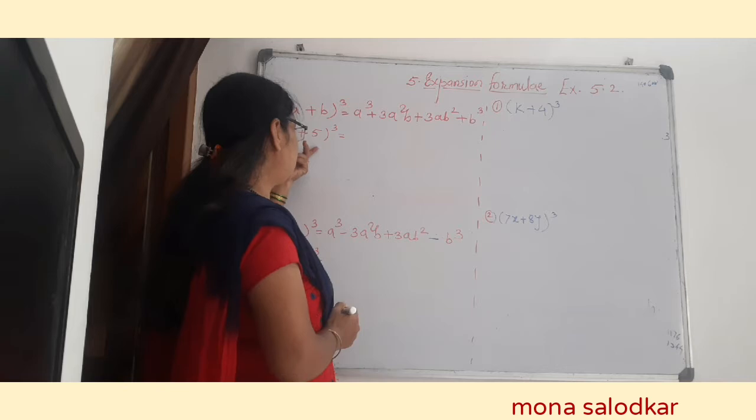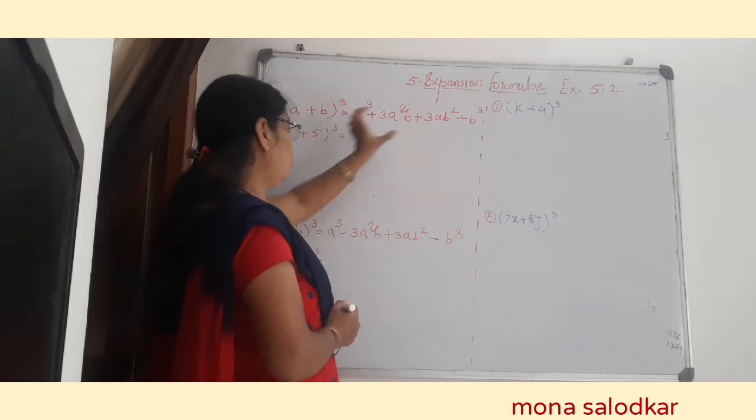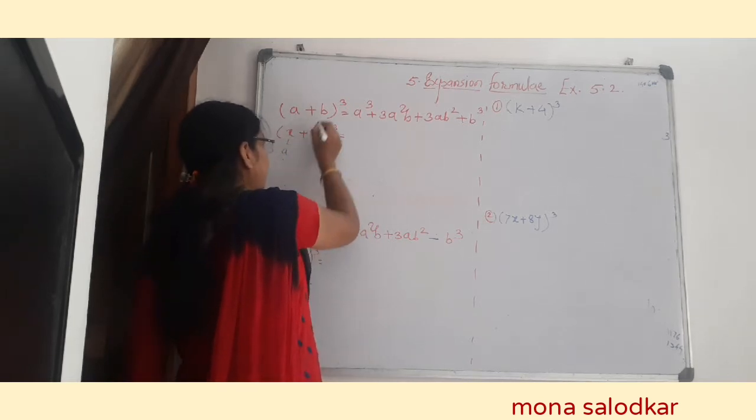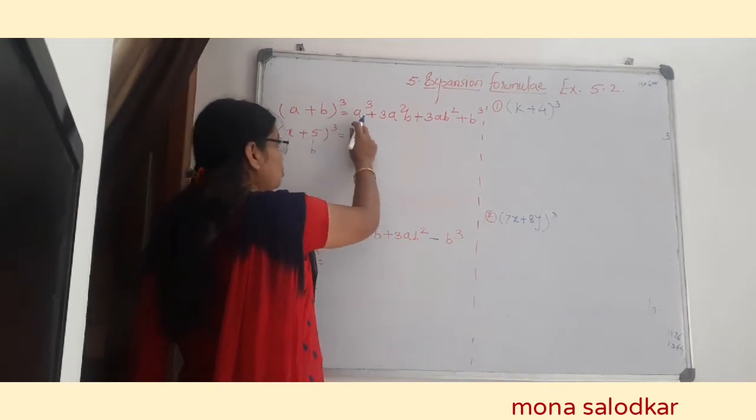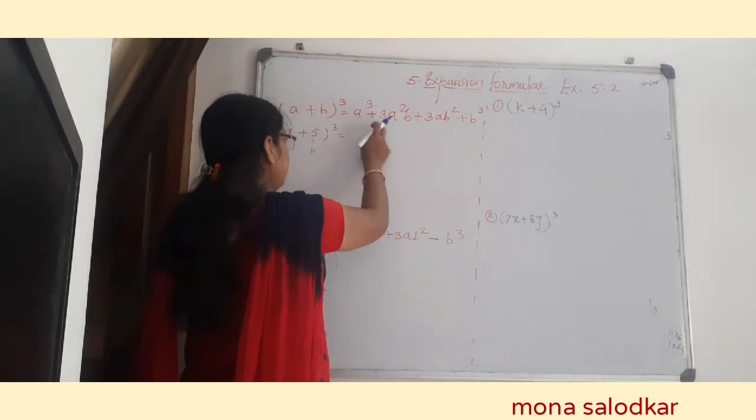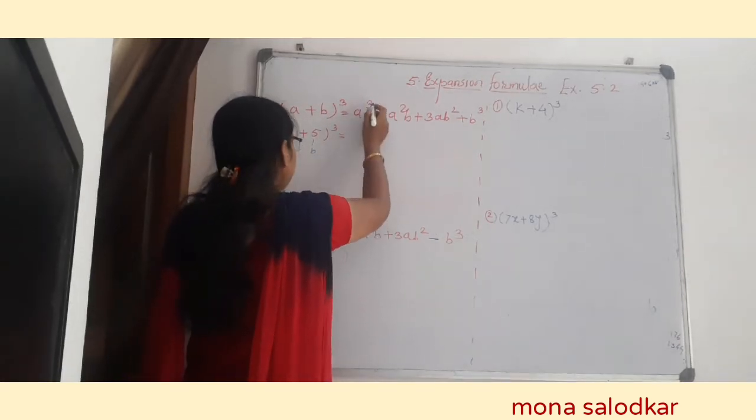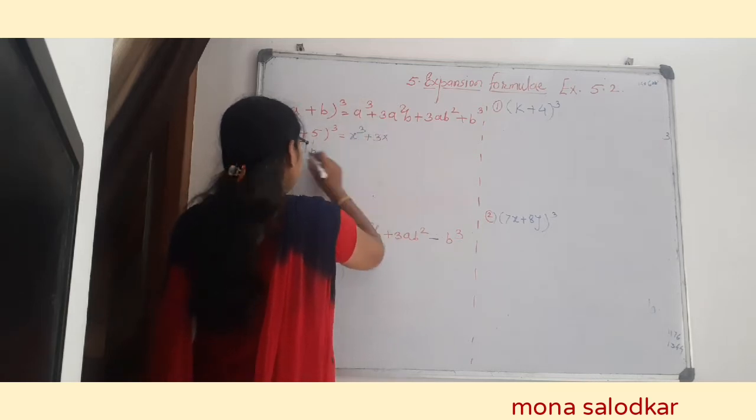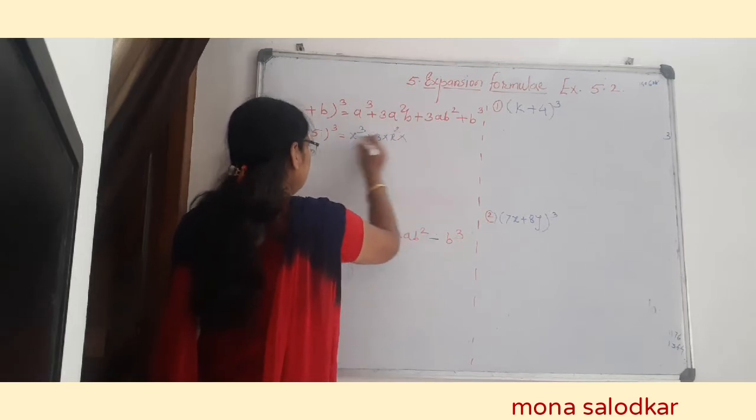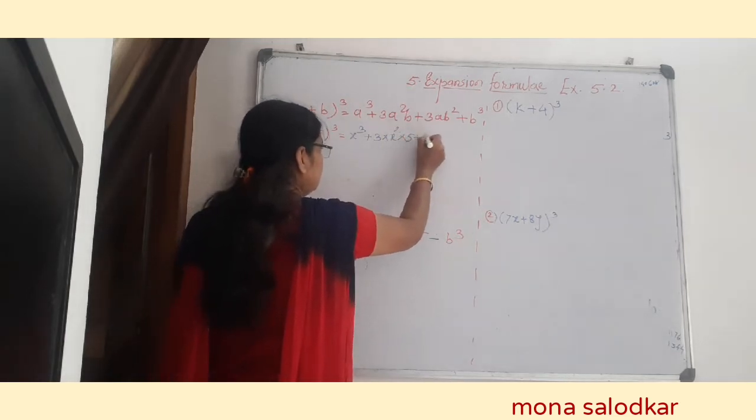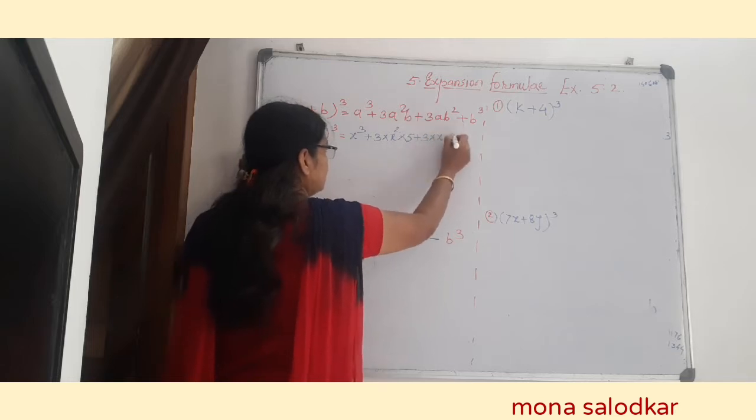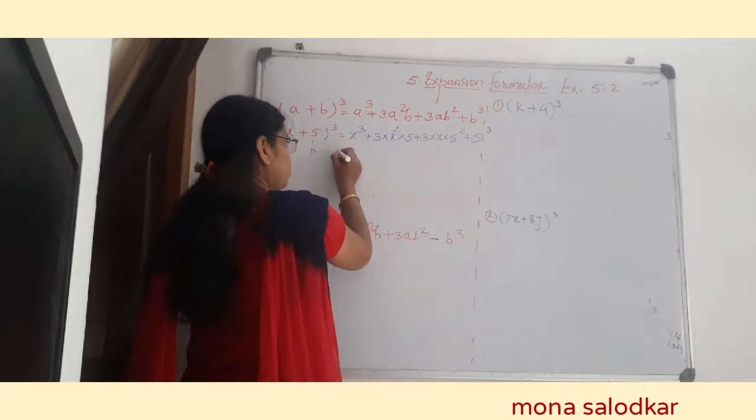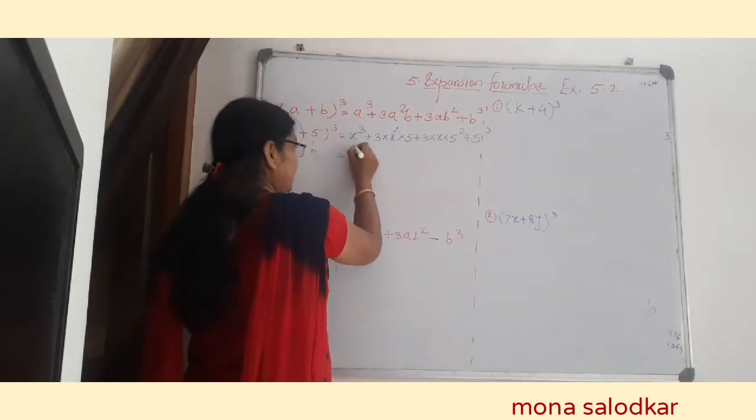Now see the first problem, (x plus 5) cube. How to use the formula in the problem? Here x means a and 5 means b. So use a for x and b for 5. Now a cube means x cube. Now 3 into a square means x square, what is b? 5. Plus 3 into x, b square means 5 square, and the last term, 5 cube.